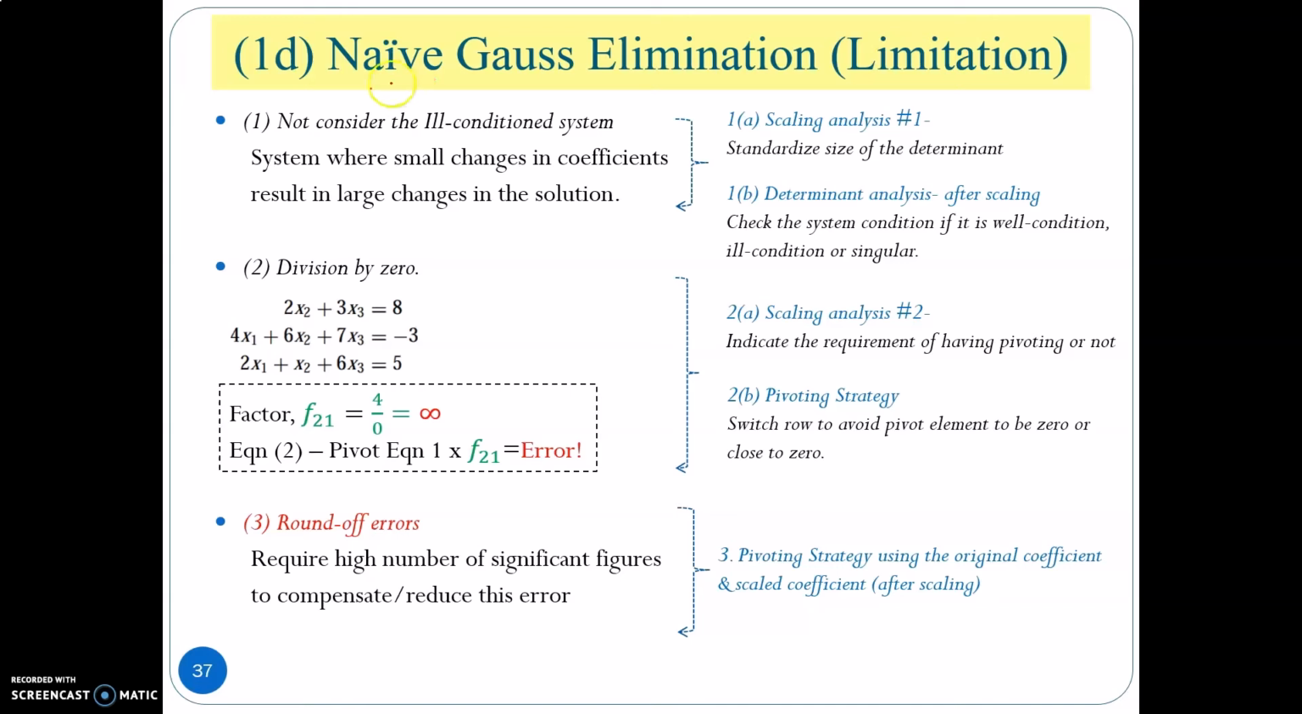The third limitation for the naive Gauss elimination is about the round-off error. We can use a high number of significant figures in the calculation to reduce the error. Besides that, we also can use the pivoting strategy by using the original coefficient instead of the scale coefficient in order to reduce this error.